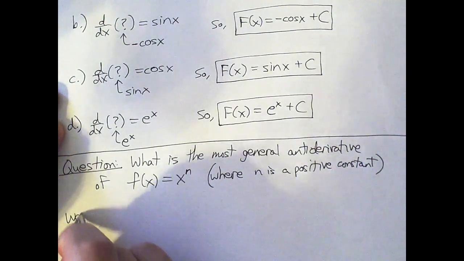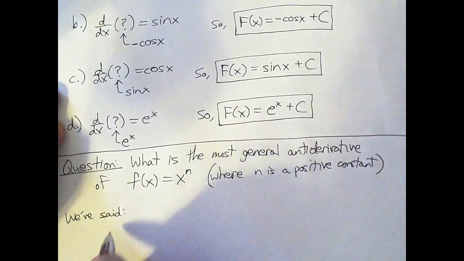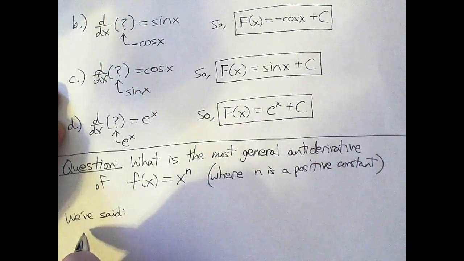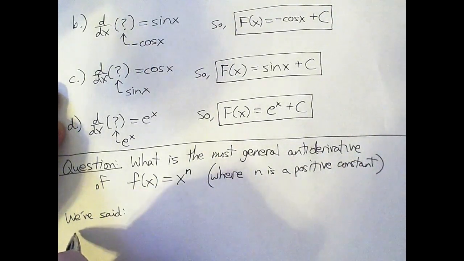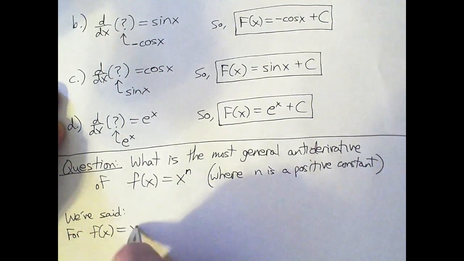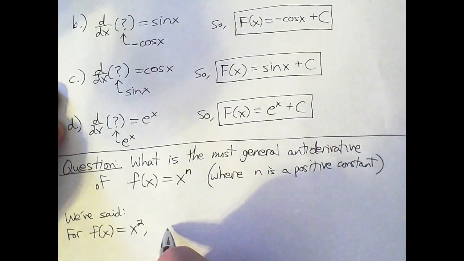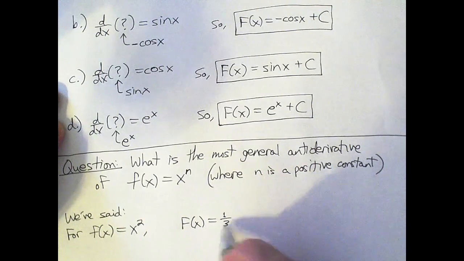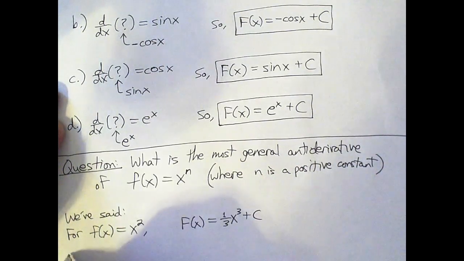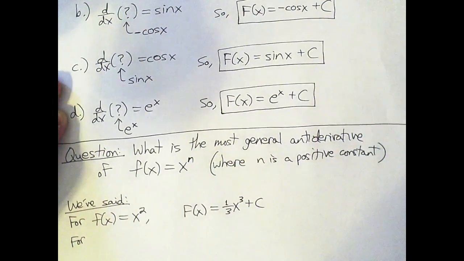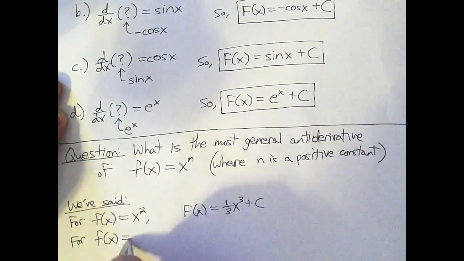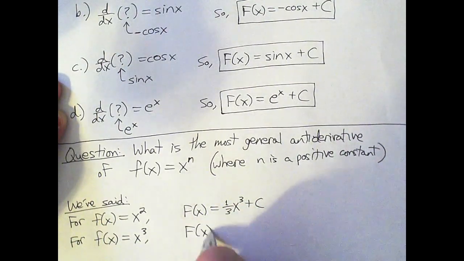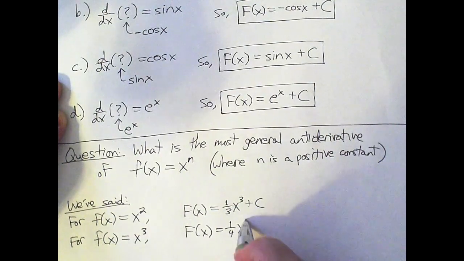We've said, how do we want to write this? For f of x equals x squared, we used this, right? And for f of x equals x cubed, we just found 1/4 x to the 4th plus c.